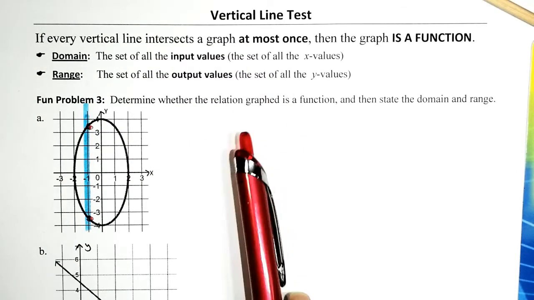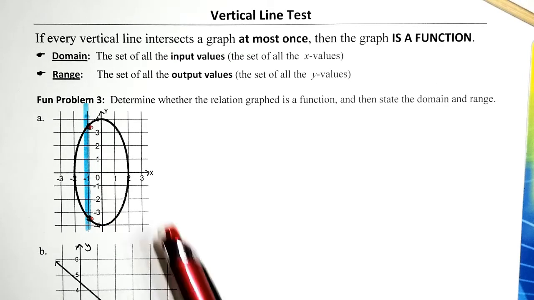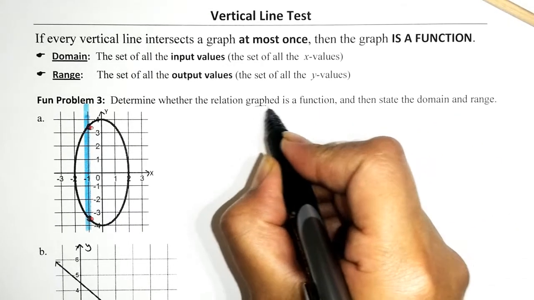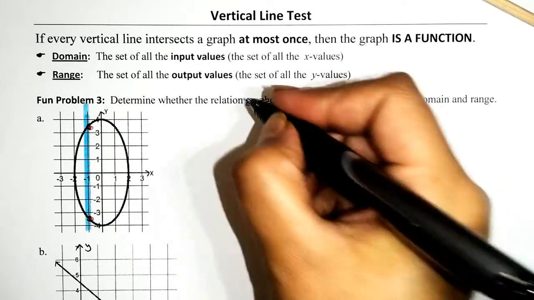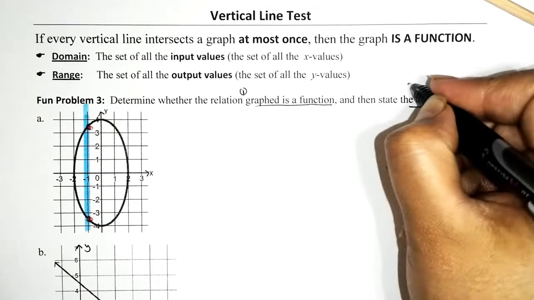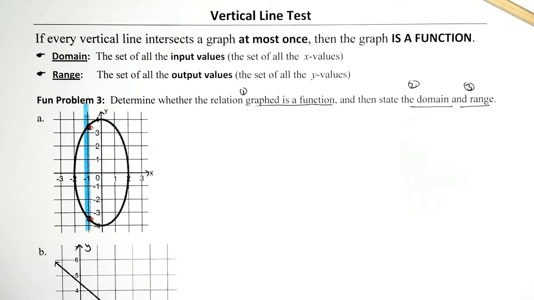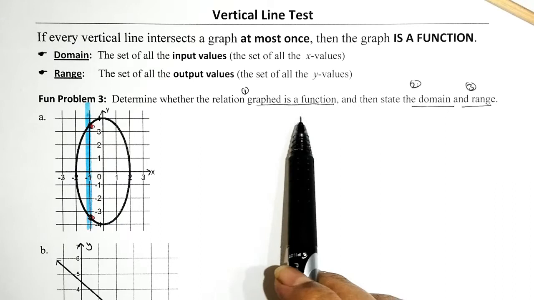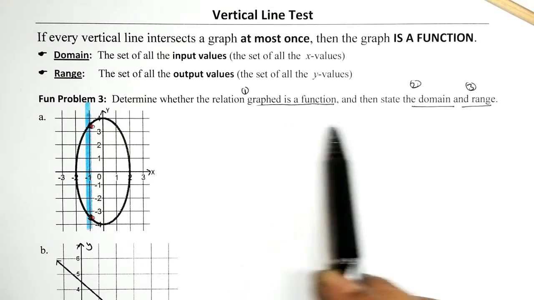I don't think I read the directions. I'm so sorry. The directions read: determine whether the relation graph is a function, and then state the domain and range. So there are three questions: one, is the graph a function; two, list the domain; and three, list the range. The order in which you answer, like function, domain, and range, I don't really care. Just make sure you answer all three. For me, I love pictures, so it's easier for me to identify first if it's a function or not, and then I'll do the rest.